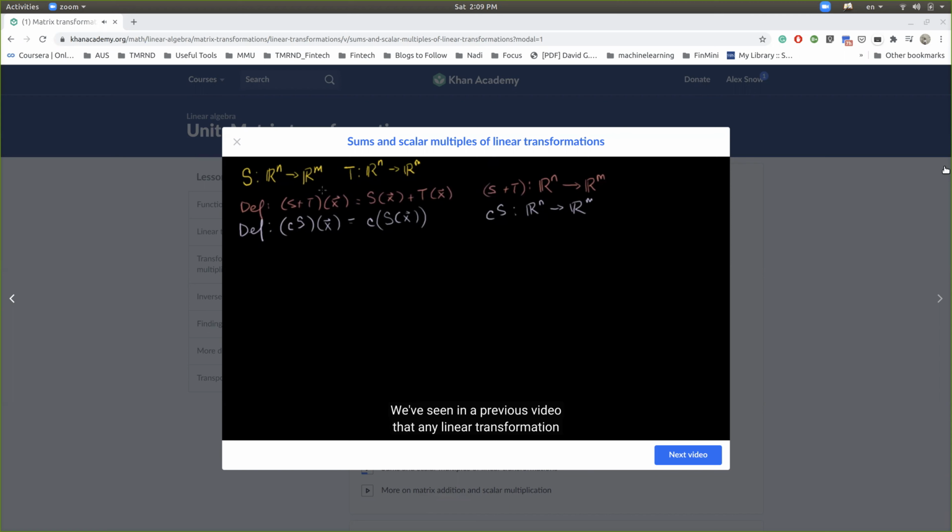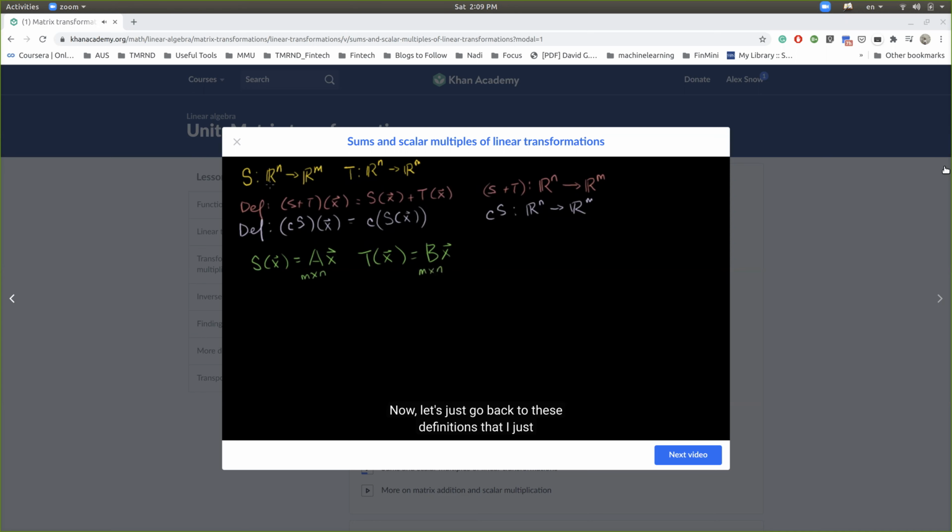Now let's see what happens if we look at the corresponding matrices for these transformations. We've seen in a previous video that any linear transformation can be represented as a matrix vector product. So let's say that S of a vector x is equivalent to the matrix A times that vector x. And let's say that T of x is equal to the matrix B times a vector x. And of course, since both of these are mappings from Rn to Rm, both of these matrices are going to be m by n.